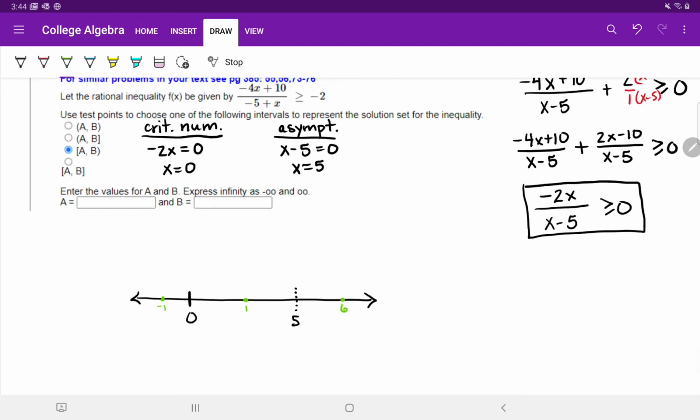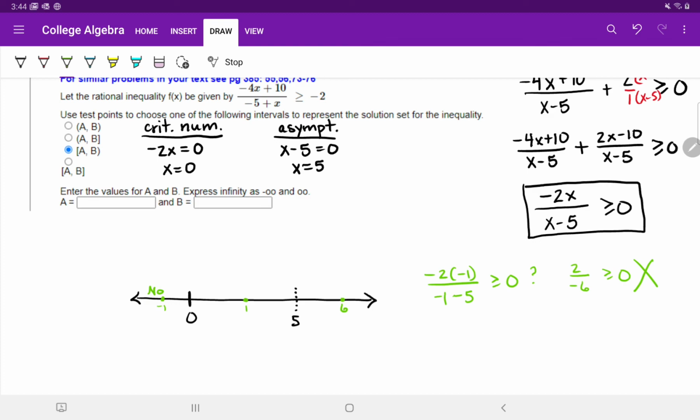So we'll plug in negative 1 first. Negative 2 times negative 1 over negative 1 minus 5. Is this greater than or equal to 0? Well, that'll give us positive 2 over negative 6. That is a negative number. So that is not greater than or equal to 0. So the points over here are a big no.